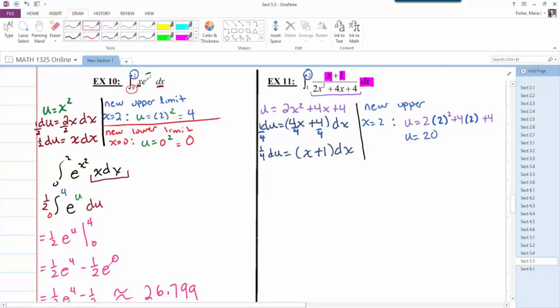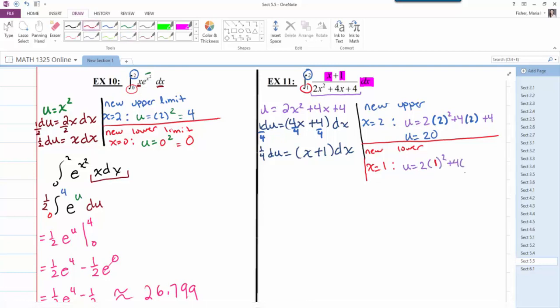My new lower limit, well, my current lower limit is 1. So this is going to be u is equal to 2 times 1 squared plus 4 times 1 plus 4. And again, in a calculator, we would end up with u is equal to 10.